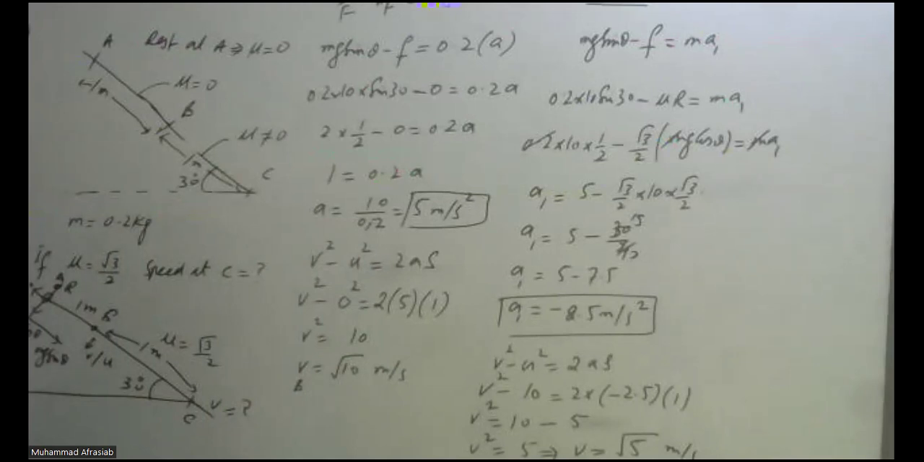So this is the way that we are going to solve this question: the speed at C, with the friction from B to C being root 3 over 2, is going to be calculated equal to square root of 5 meters per second.